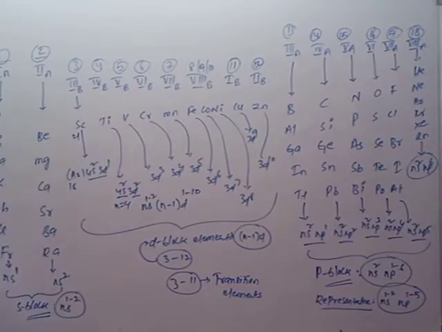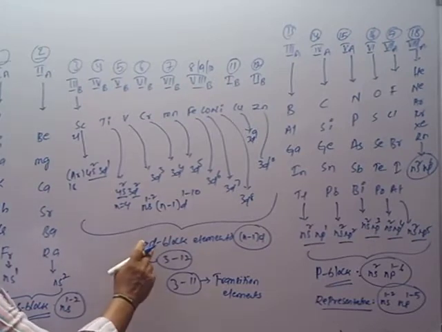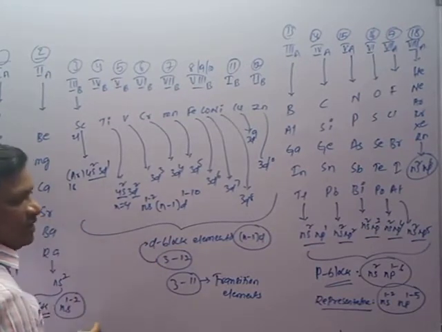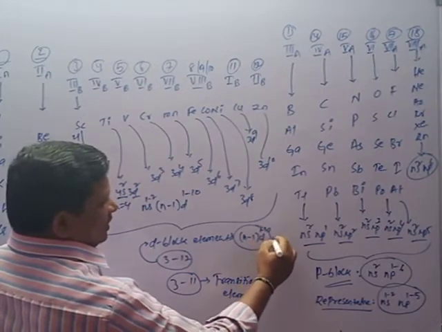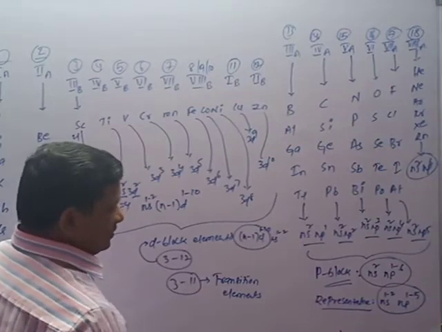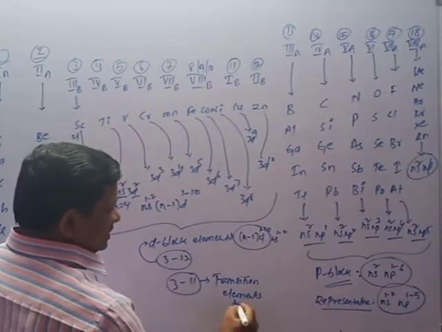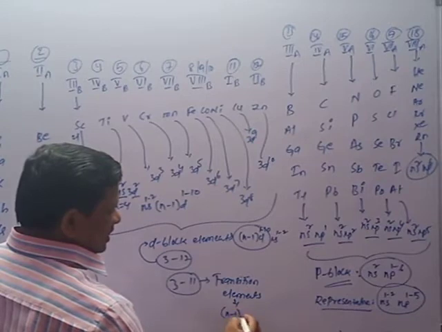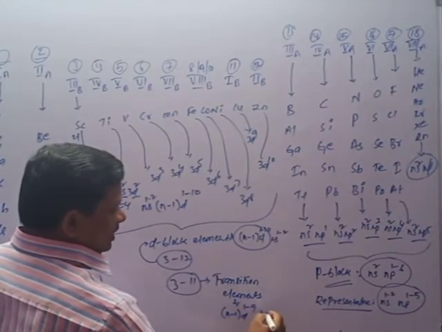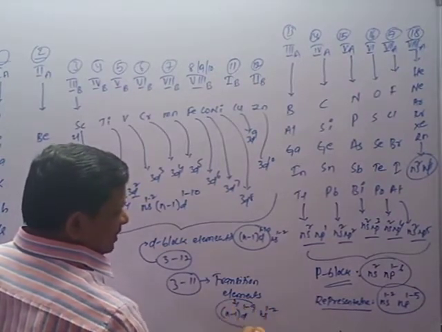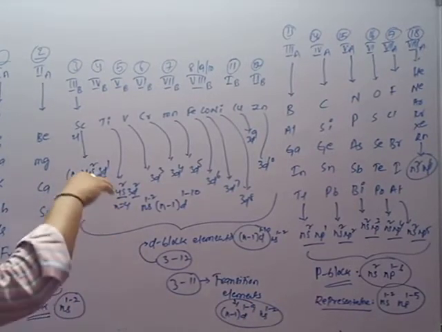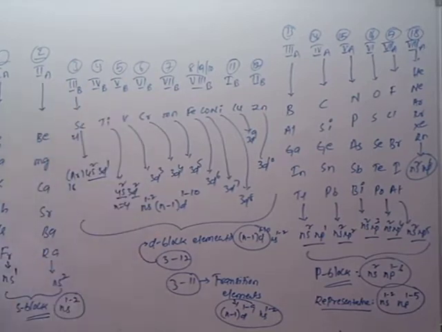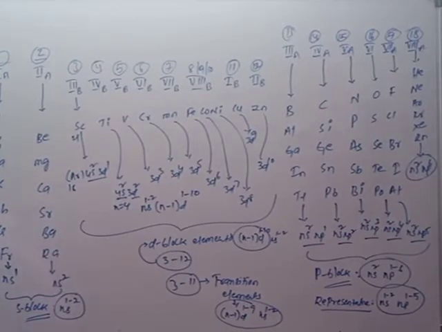The general electronic configuration of d block elements is (n-1)d1 to 10 ns1 to 2. But for transition elements it is (n-1)d1 to 9 ns1 to 2. This is the electronic configuration of elements in groups, from the first group to the 18th group.